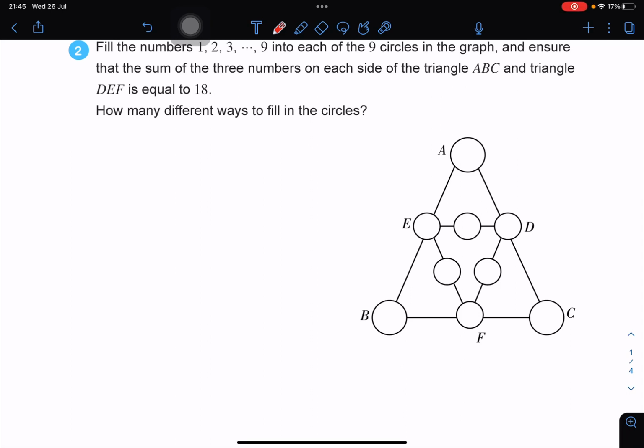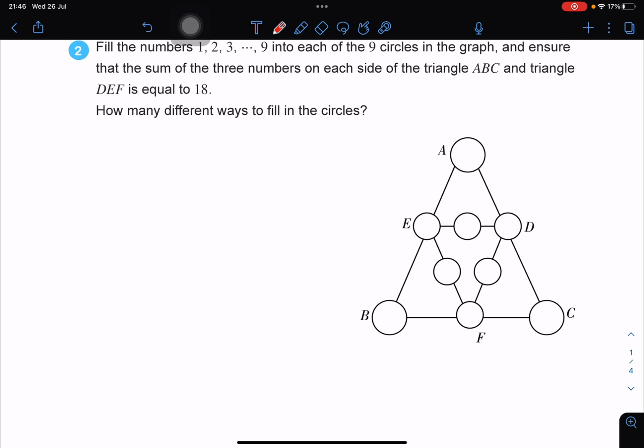Alright, now, if you look at the second question right here, it says that we need to fill in the numbers 1 to 9 into each of the 9 circles in the graph, and then show that the sum of the 3 numbers on each side of the triangle ABC and the triangle DEF is equal to 18. So how many ways are there for us to fill in the circles?